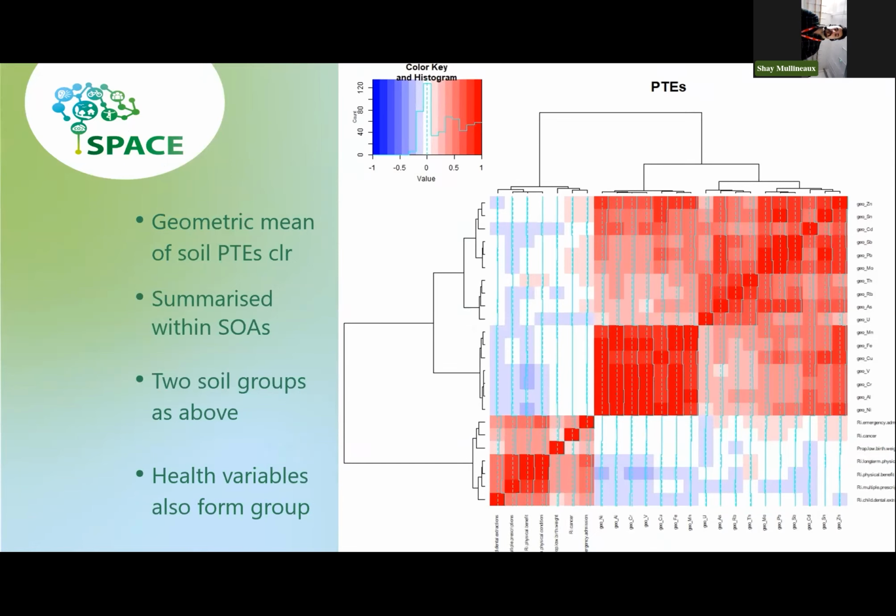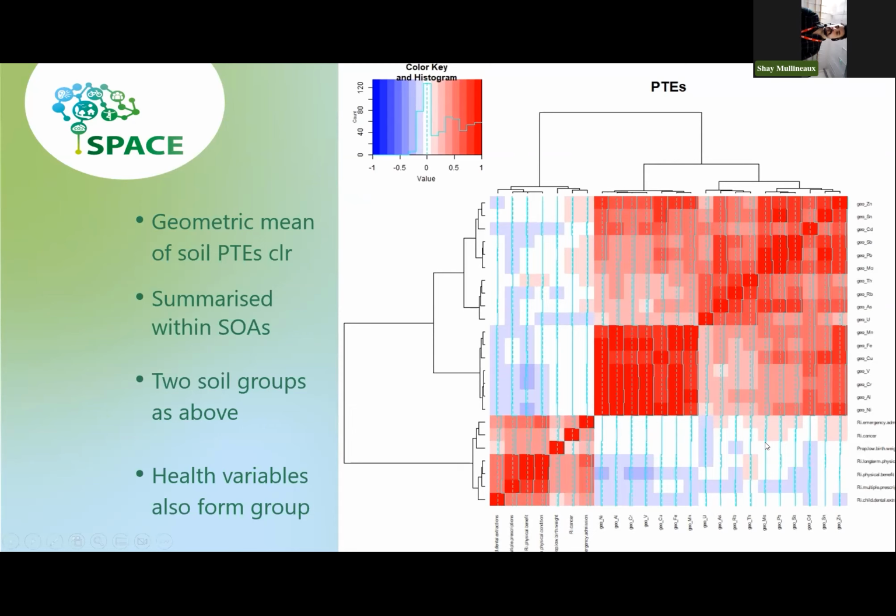One of those is more geogenic, one of those is slightly more anthropogenic, but that's not what we need to concern ourselves with today. What I want to draw your attention to is that the soils and the health variables do correspond with each other. That's what we would expect to see, broadly speaking. They've got more in common. Soil geochemistry has more in common with itself than it does with health variables. That's what we would expect to see.